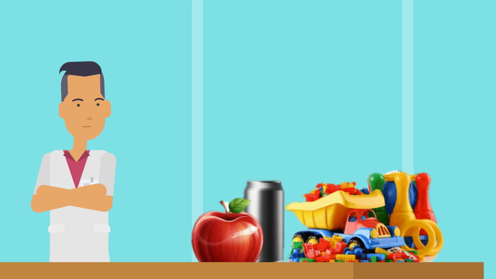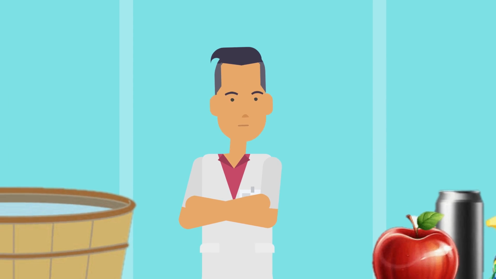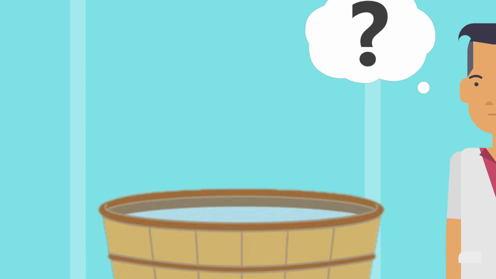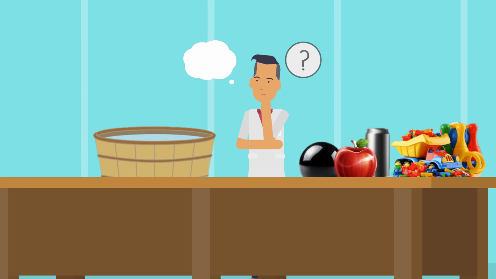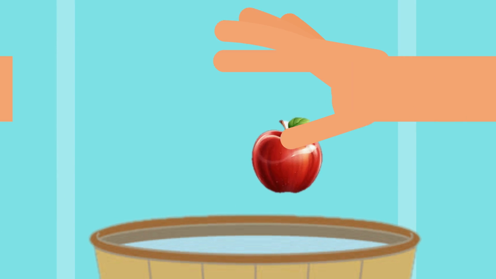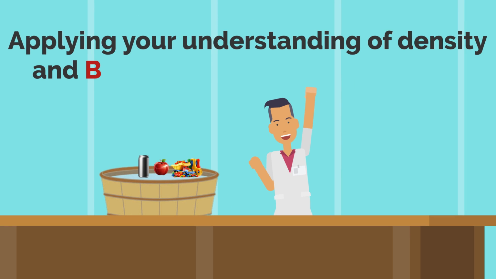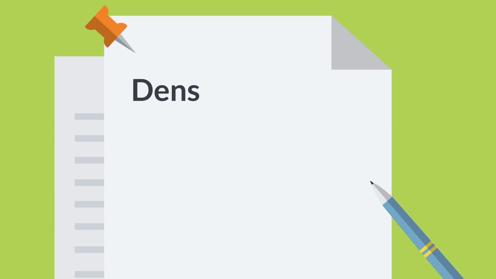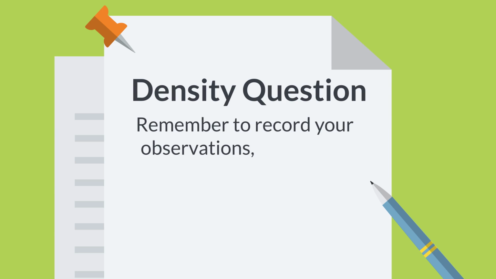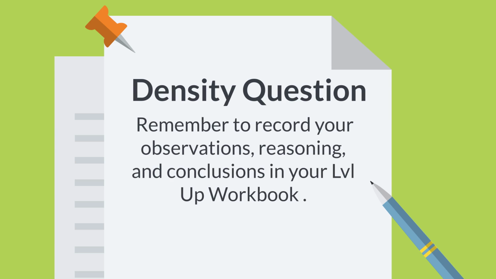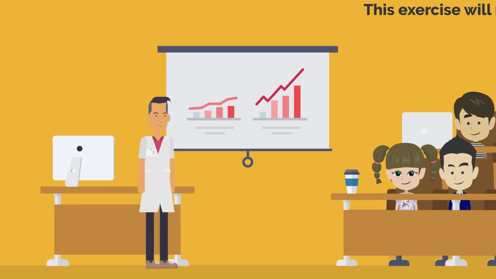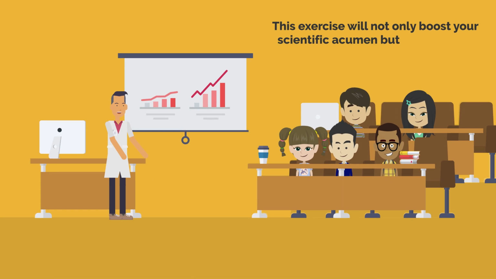So let's closely observe each object as it interacts with water, forming hypotheses about their physical properties influencing their buoyancy or submersion. This is your chance to engage with science in action, applying your understanding of density and buoyancy in a practical setting. Remember to record your observations, reasoning, and conclusions in your Level Up workbook. This exercise will not only boost your scientific skills, but also prepare you for more advanced explorations.